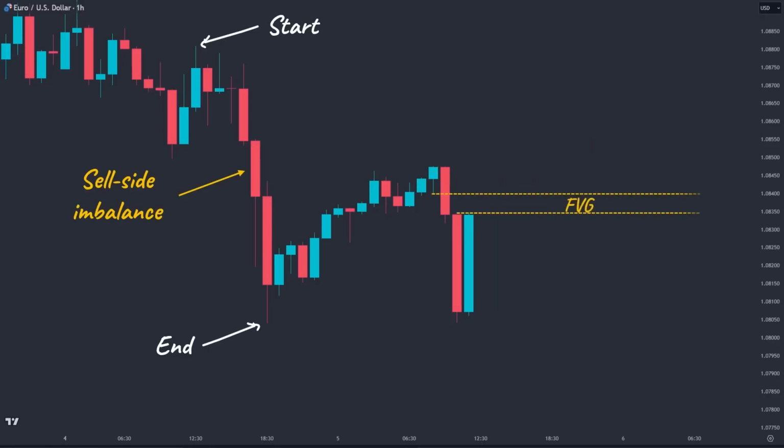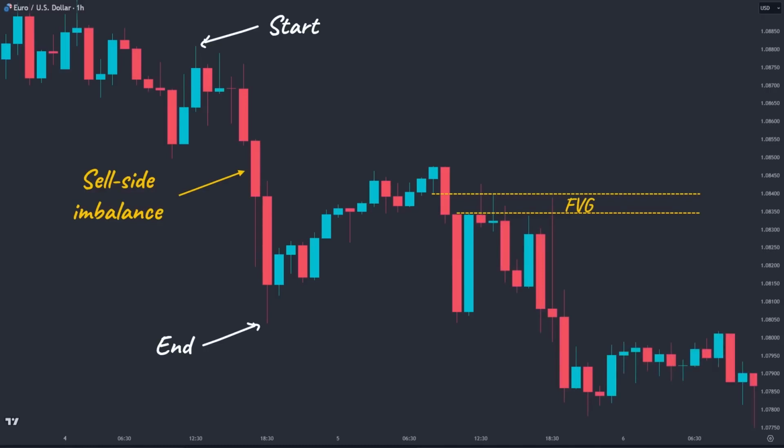Again, we have a sharp move to the downside, which created a fair value gap area. Then price makes a pullback to this area, rejects the FVG, and continues pushing downwards. We can apply this concept to all of the time frames. Even if you look at the daily or weekly time frame, you will see that price also makes FVG areas.